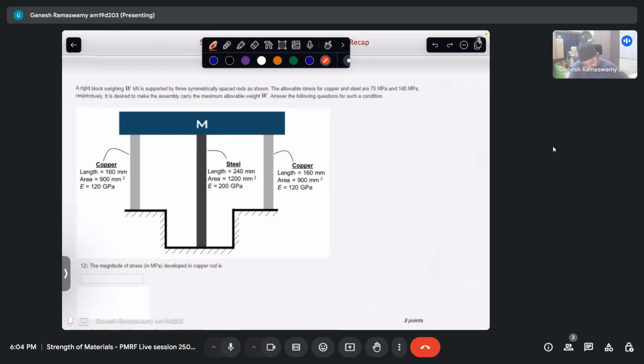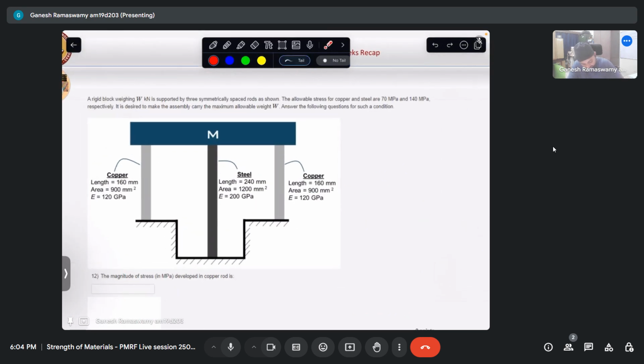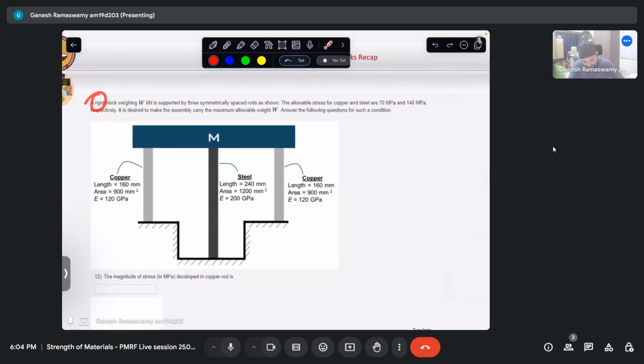All right, so we have been given a setup such as this, where we have a block of mass m. Actually, it is already given that it is a rigid block, rigid being the key word, meaning this block does not deform. So that is to be noted. Weighing W kilonewton, it is supported symmetrically by three rods. We have one rod that is made of steel of length so and so, area and Young's modulus given. And then we have shorter copper rods on either side, which are symmetrically placed.